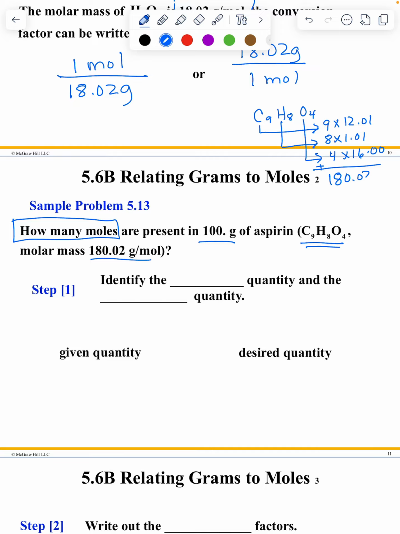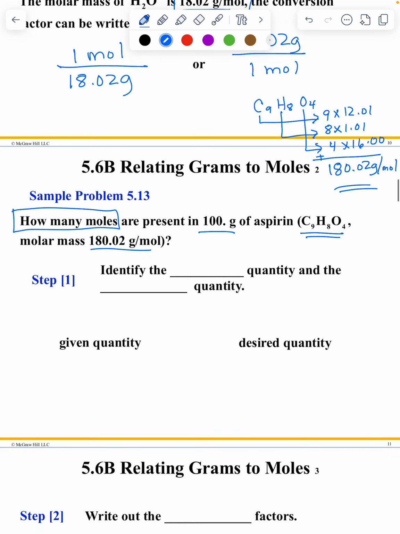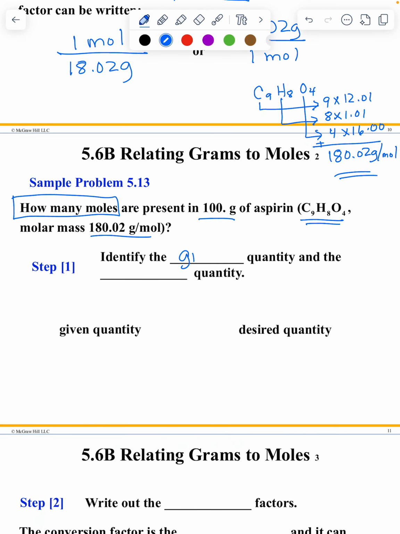So that is the molar mass. All right, in step 1, we want to identify the given quantity and the desired quantity. From the word problem, you always want to look for what's been given to you. Our given quantity is 100 grams of aspirin, C9H8O4. And the desired quantity is moles of C9H8O4.